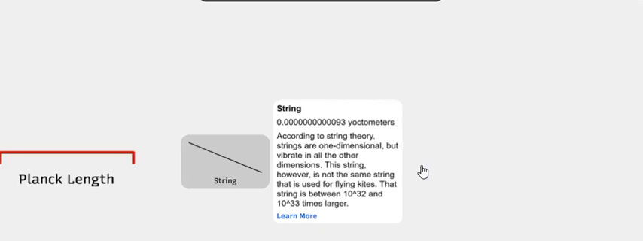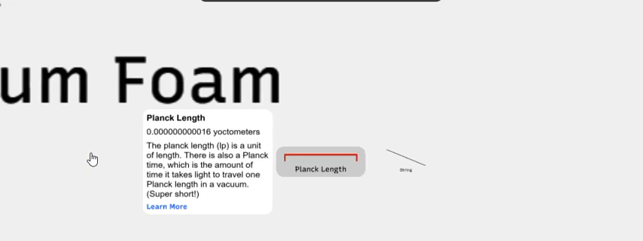According to string theory, strings are one-dimensional but vibrate in all other dimensions. This string, however, is not the same string that is used for flying kites. That string is between 10 to the 32 and 10 to the 33 times larger. Planck length. The Planck length is a unit of length.